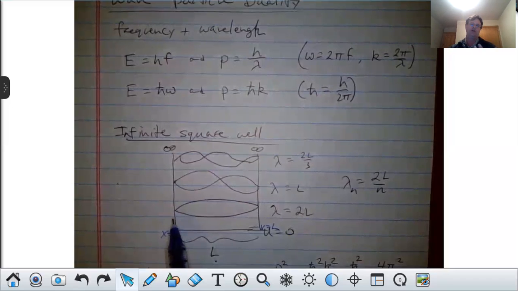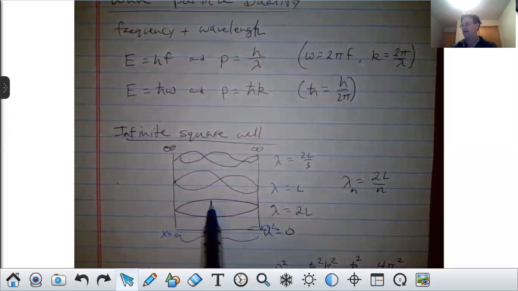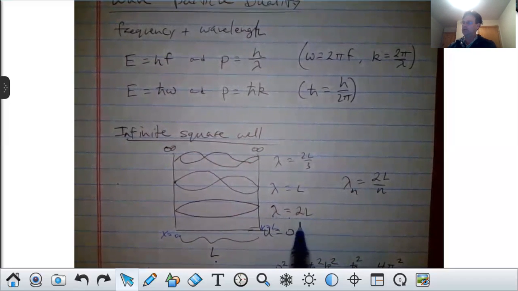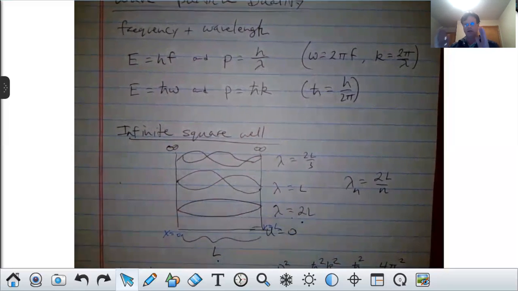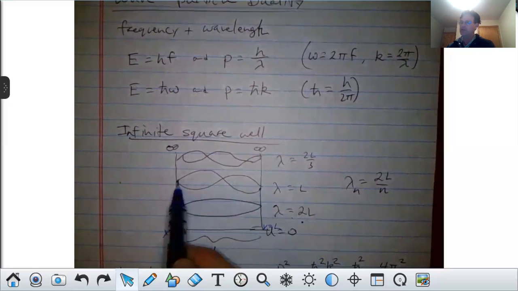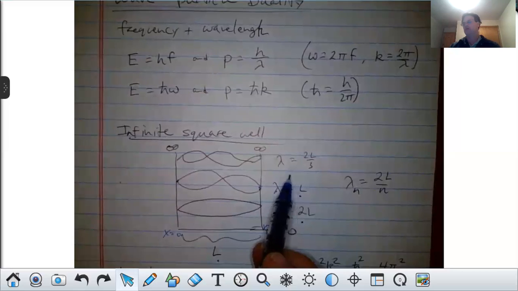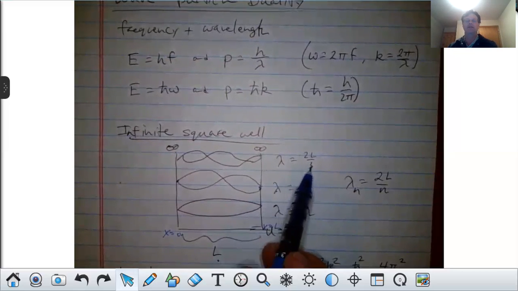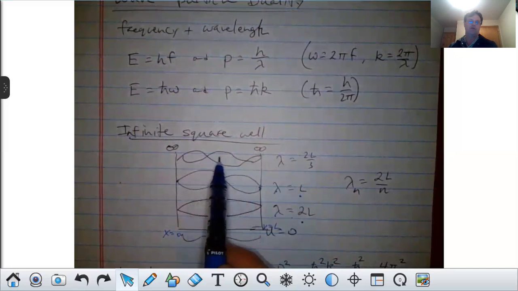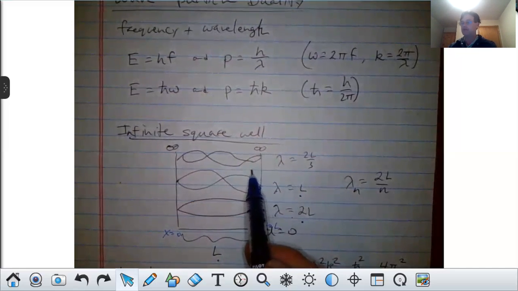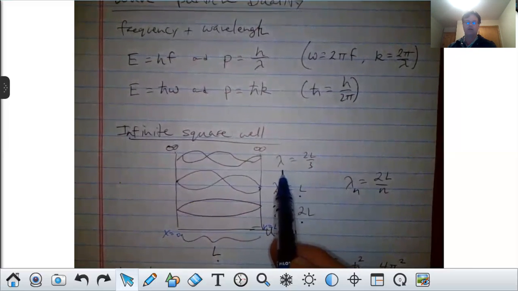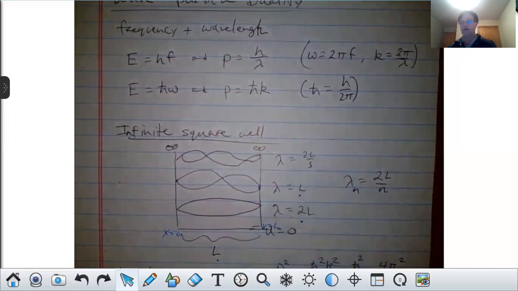Now the point is that if the electron has a wavelength, it's like standing waves on a string. I can have a first harmonic that would look like this, and the wavelength of this is twice the length of the well, or 2L. The second harmonic, with nodes at either end, has a wavelength equal to L. I could keep going to third, fourth, fifth harmonics. For the third harmonic, 2/3 of the length of the well equals a wavelength, so 2L over 3 is the wavelength.